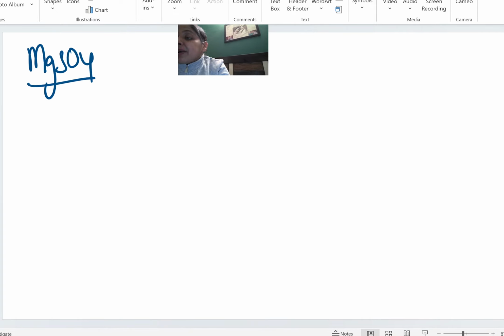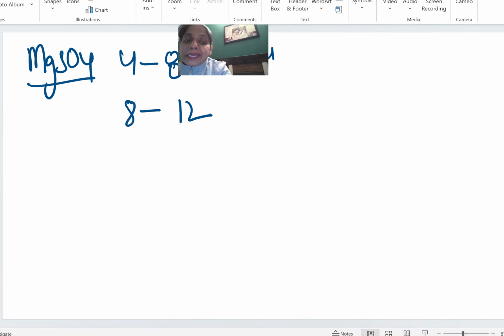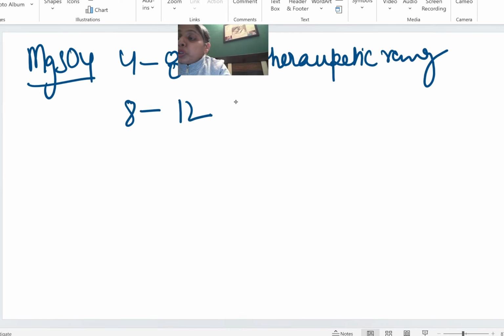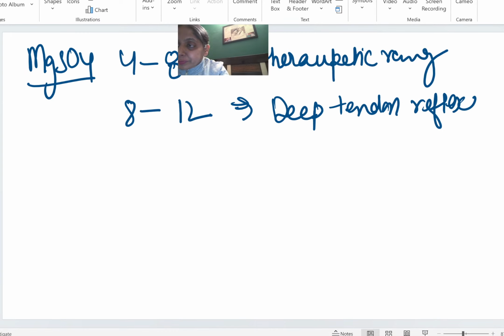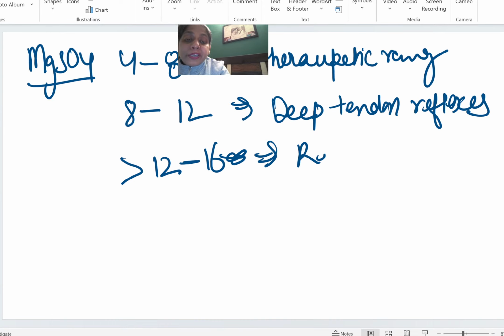Right? What is the therapeutic range of magnesium sulfate? 4 to 8. When do deep tendon reflexes go? 8 to 12. 4 to 8 is the therapeutic range. 8 to 12 is when the deep tendon reflexes, or you can say knee reflexes, go. And after 12, 12 to 16 are the respiratory problems. Respiratory depression occurs.